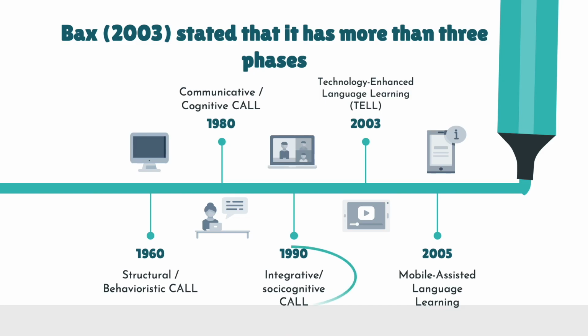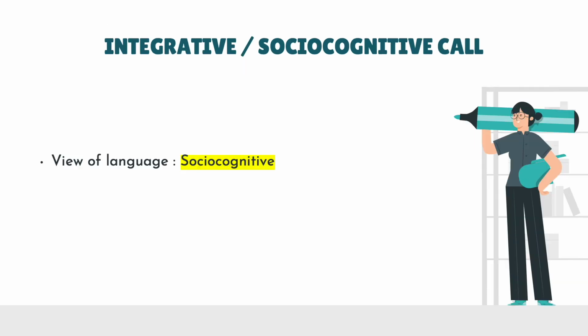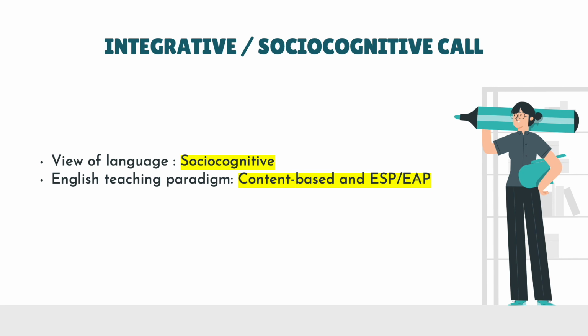And next is integrative or sociocognitive CALL in 1990. In this phase, the view of language applied is sociocognitive, which is developed in social interaction through discourse communities. They put more emphasis on the language used in real social contexts. During this third phase, researchers and practitioners have focused their efforts on incorporating language education in content-based activities, authentic experiences, and collaborative work.